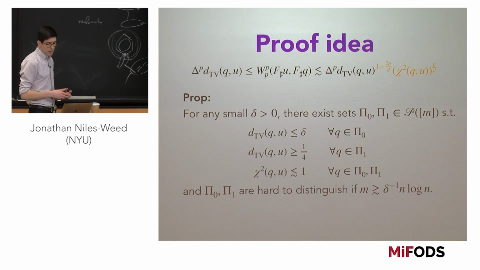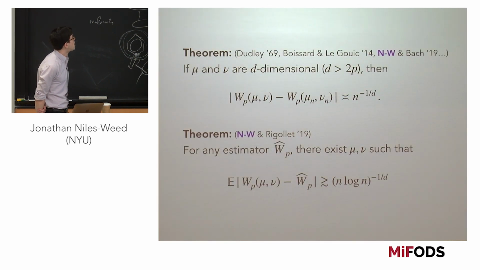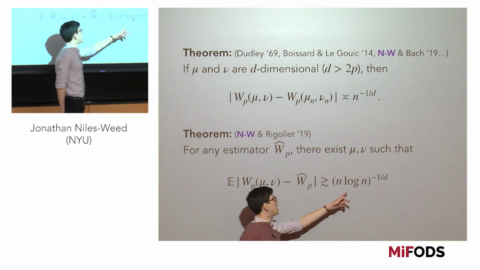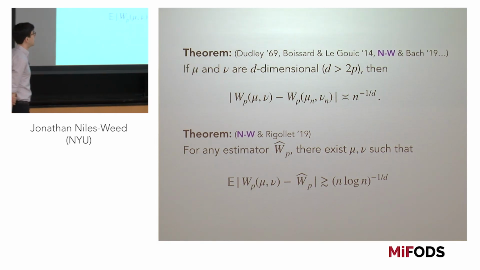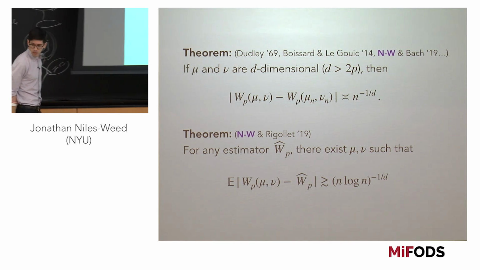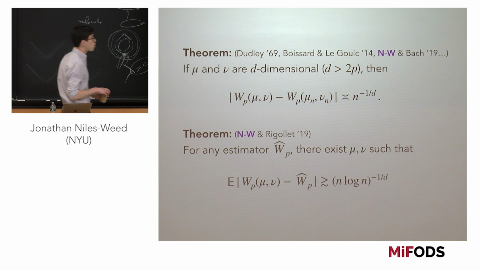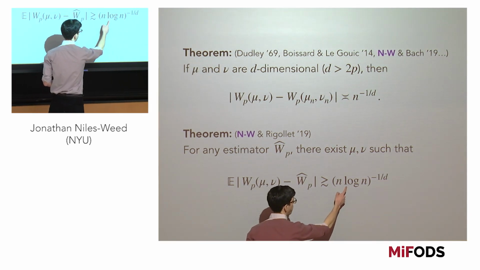But putting this all together, one gets the claimed result, which is that any estimator, W hat, is bound to incur something that's almost n to the negative 1 over d, perhaps up to this log factor. It's a very interesting and fundamental question whether this log n is present.